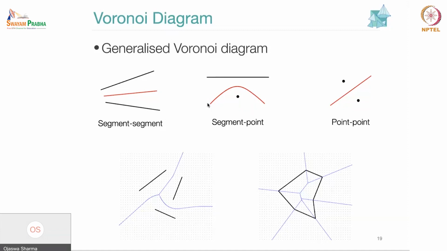Yes, sir. Sir, what if we have 4 points and these 4 points are the corner of the square?